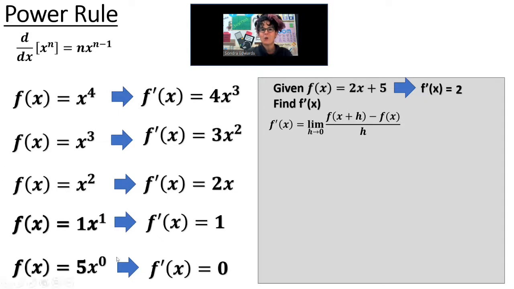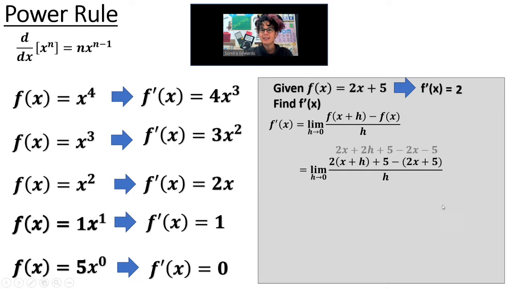All right, now if I want to find f of x plus h, I go into my f function and replace every x with x plus h. So that x right there turns into x plus h. So we're going to have 2 times x plus h plus 5. That will be our f of x plus h. And then minus f of x, and f of x is 2x plus 5. We make sure we put it in parentheses so that we remember to distribute the negative.